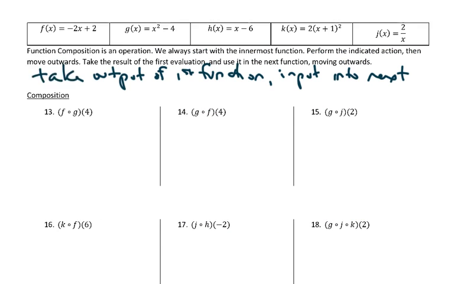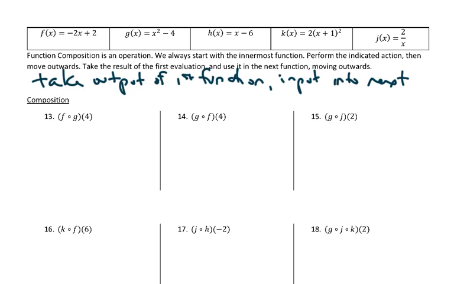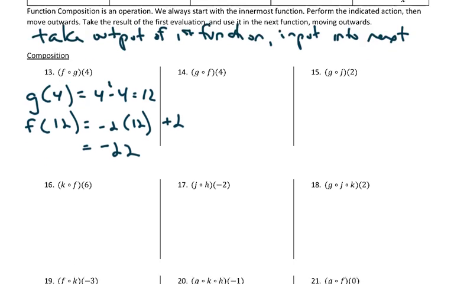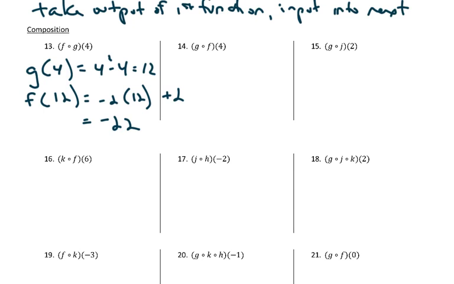Same thing here, except it's not an image. It's an actual function. G of 4 is where I start. G of 4 is 4 squared minus 4, which is 12. And now I put that 12 into the f function. F of 12 is negative 2 times 12 plus 2, which is negative 22. You're always starting on the inside, moving to the outside.